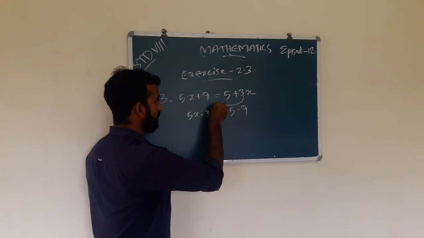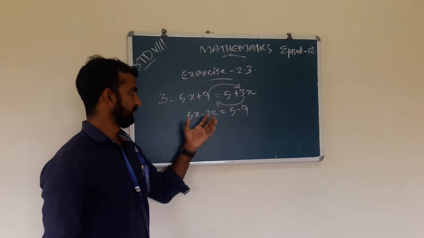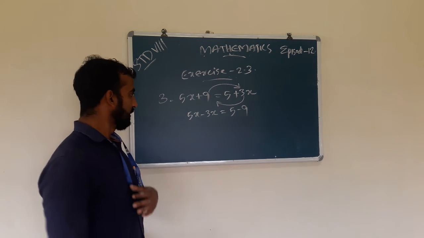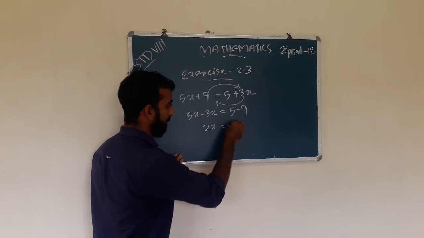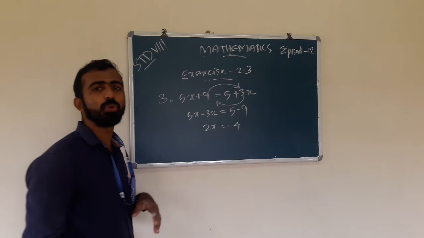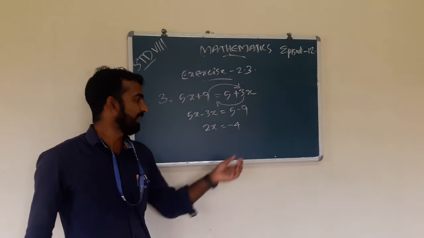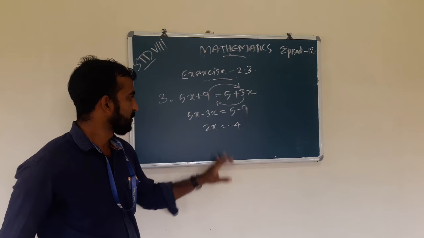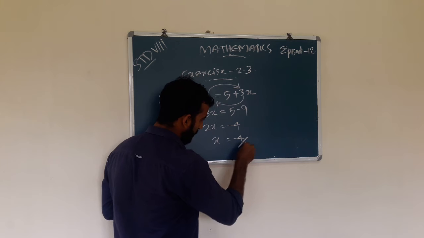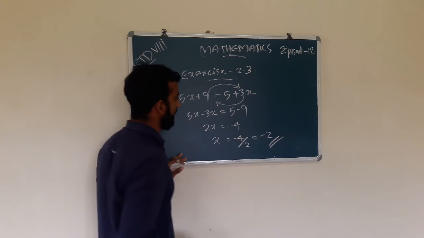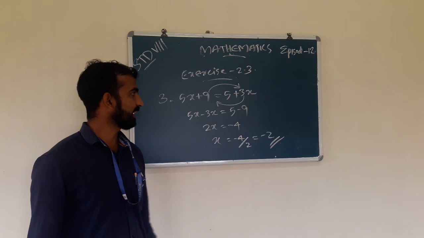That is 3x is moving to left side and 9 is moving to right side. Is it? Yes. That is 2x equal to negative 4. When we subtract 5 and 9, we get negative 4. That is x equal to negative 4 by 2, that is negative 2. The answer is negative 2. X is negative 2.